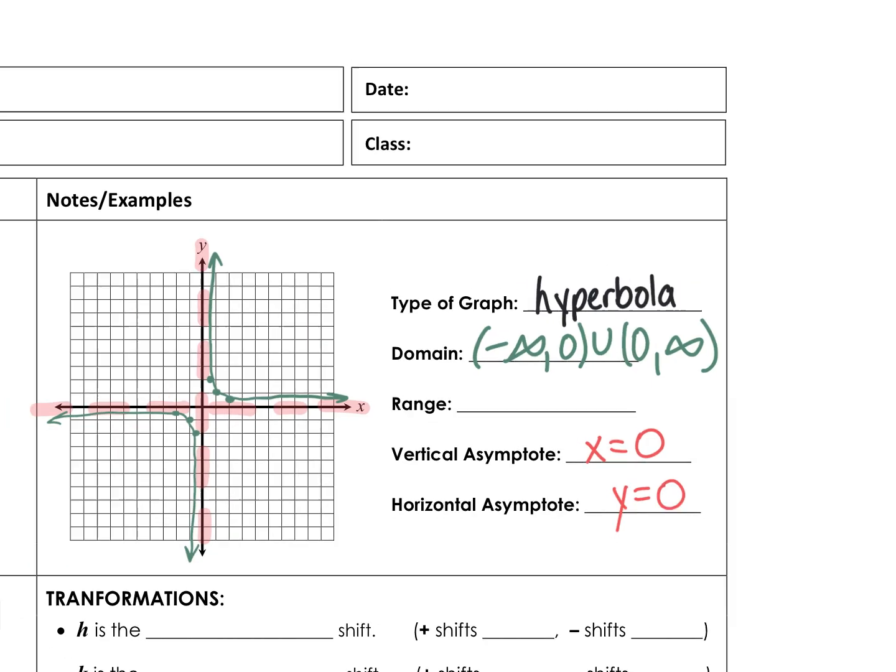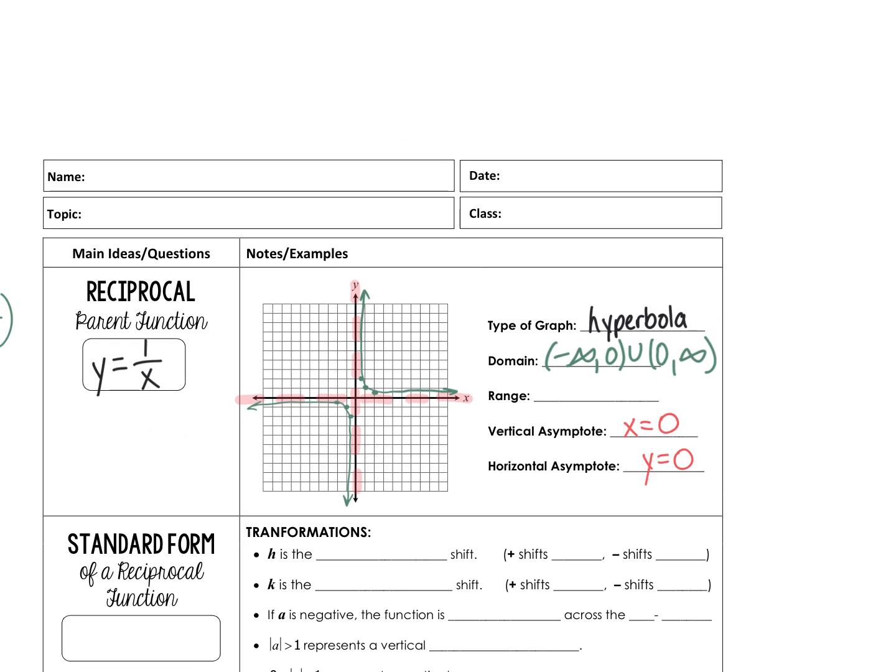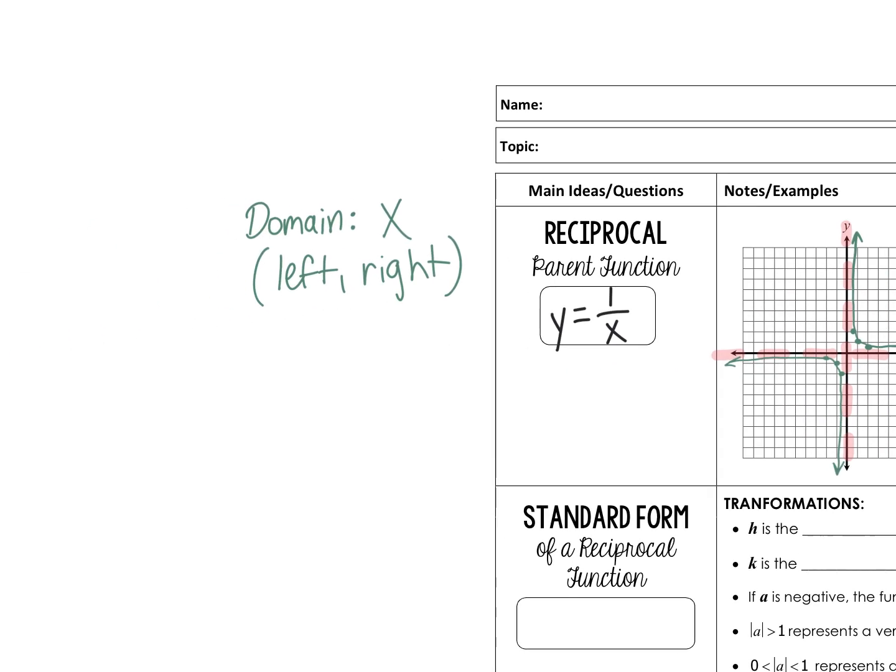That was a lot. Let's take a deep breath. What questions do you have? That makes it easier to understand? What about range? What's range? Well, it's not X though. What is it? Y. And it's down to up, or bottom to top. Just like domain is negative to positive, left to right, range is negative to positive, bottom to top.